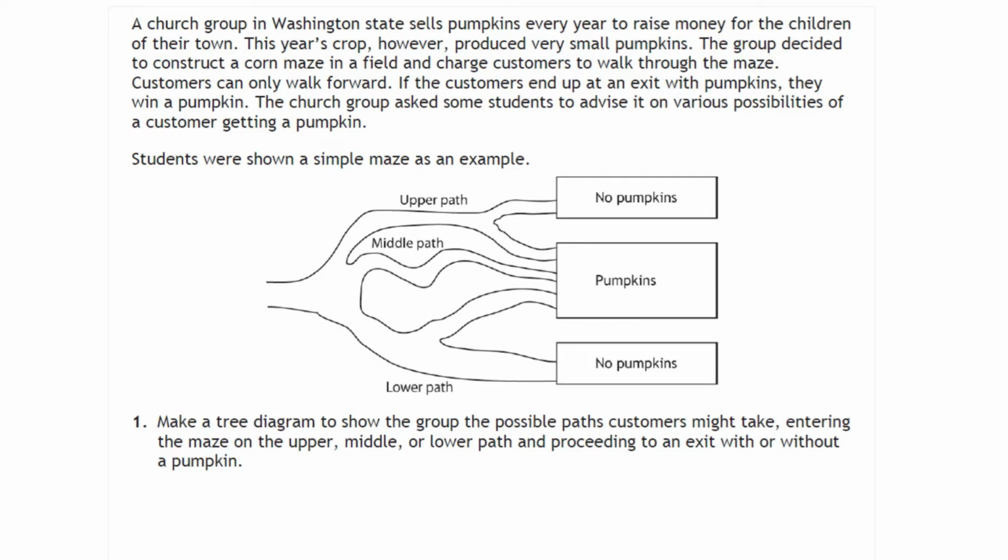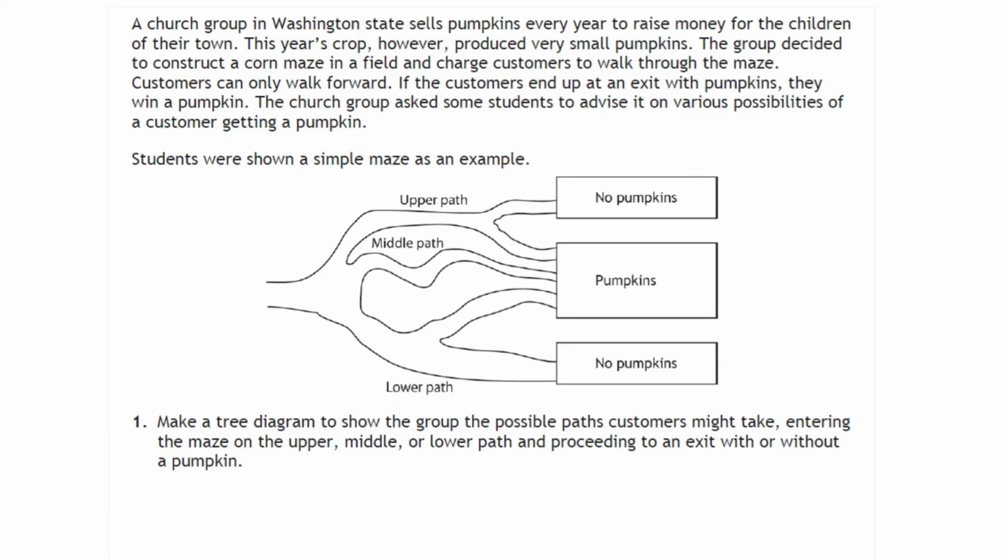Okay, so a church group in Washington State sells pumpkins every year to raise money for the children of their town. This year's crop, however, produced very small pumpkins. The group decided to construct a corn maze in a field and charge customers to walk through the maze. Customers can only walk forward. If the customers end up at an exit with pumpkins, they win a pumpkin. The church group asked some students to advise it on various possibilities of a customer getting a pumpkin.